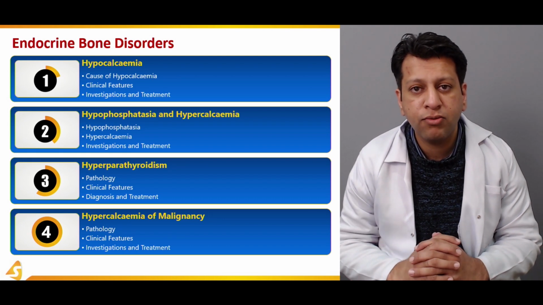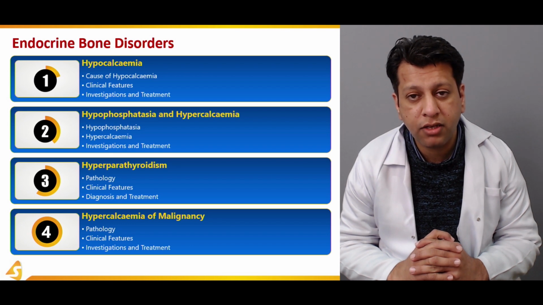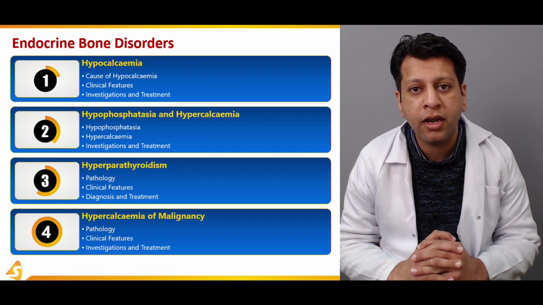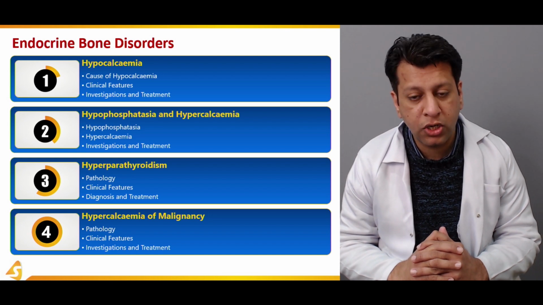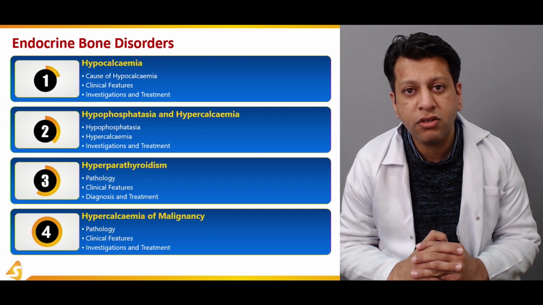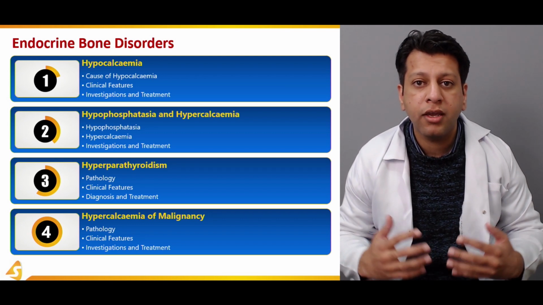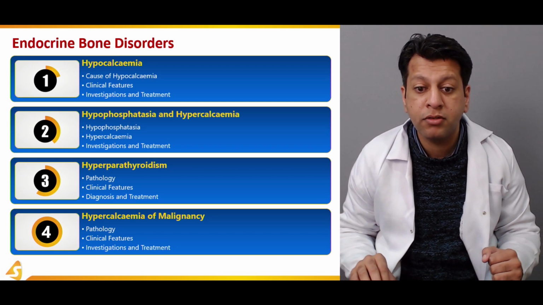In the third section, we will be going through a disease called hyperparathyroidism, which is the hyperfunctioning of the parathyroid gland, leading to increased calcium level in our body, its pathology, its clinical features, how to diagnose this disease, and eventually how to treat it, because hypercalcemia itself can be highly problematic for patients.